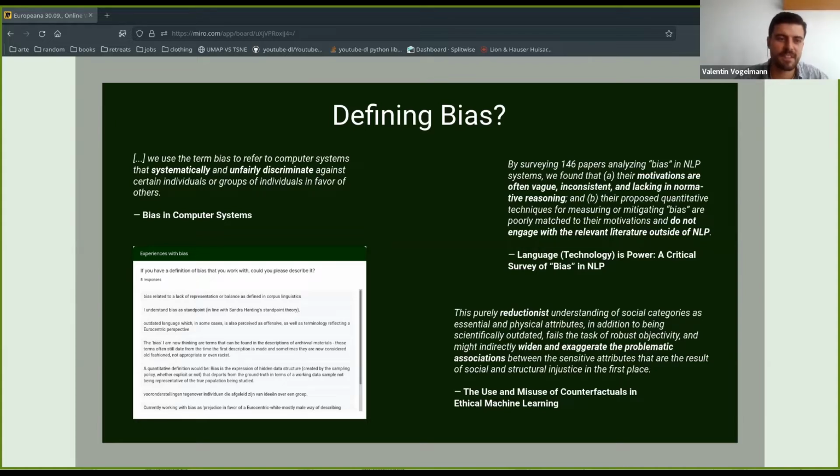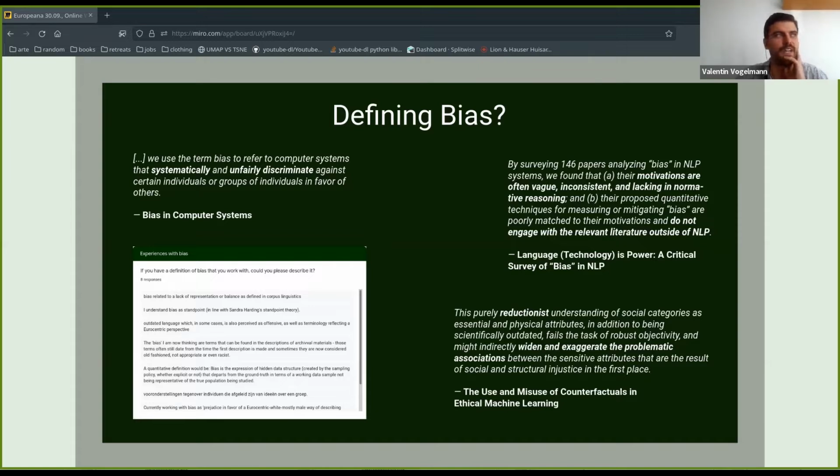So one of the first definitions of bias that I came across, quite old, from the 70s, I think, just to show that bias is a very hot topic in AI at the moment, but apparently already back then people were thinking about it. This was quite a seminal paper, by the way. And these two authors defined bias as when discrimination happens in a systematic and unfair way against certain individuals or groups in favor of others.